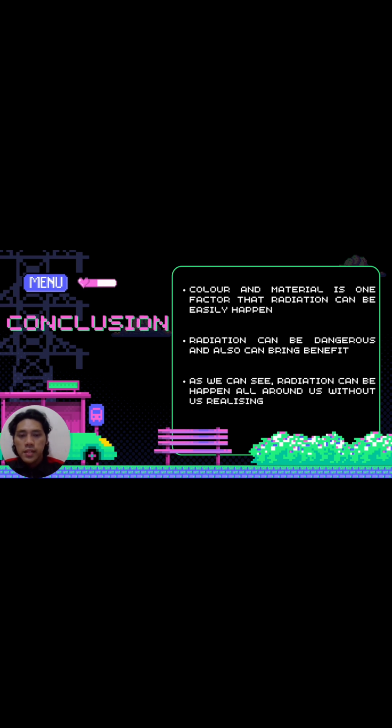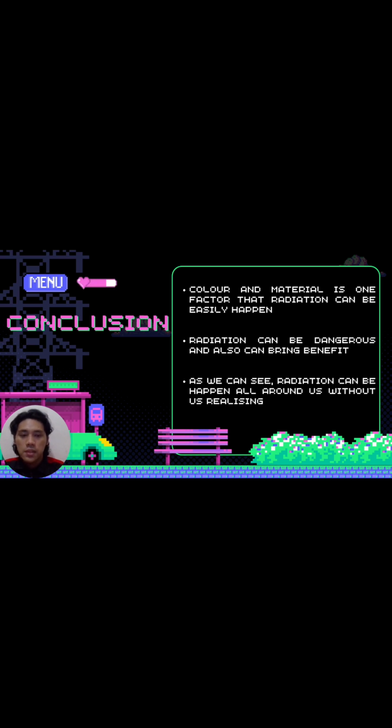The next one is that radiation can be dangerous and also bring benefit. For example, a benefit of radiation is the same as in our experiment, which is that we can heat up the stove to make sure that we can cook our food. One example that is dangerous is UV from the sun, which is not a good thing for the human body and skin.